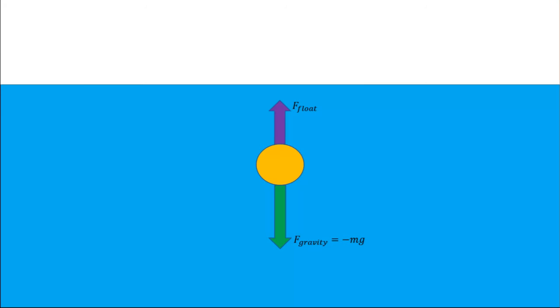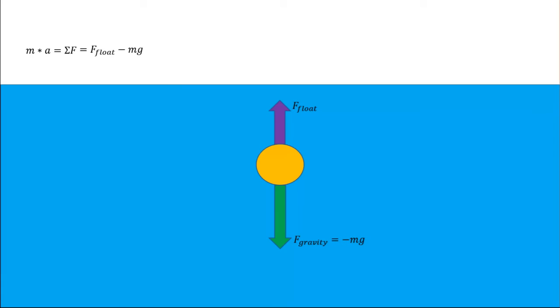So now we will apply Newton's second law again. The mass times the acceleration equals the sum of forces, which in this case is F floating minus mg, because I'll use the convention that upward is positive. Note that I am only considering the y direction here. There are no forces acting horizontally, so I'm not worrying about the horizontal acceleration at all. We know it is 0.